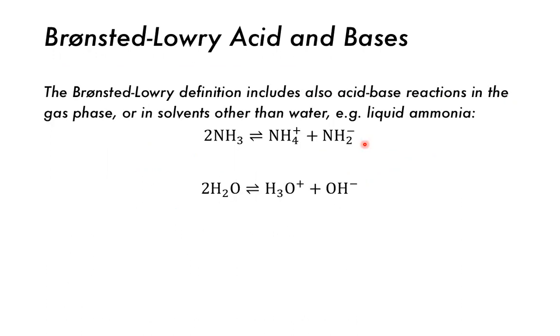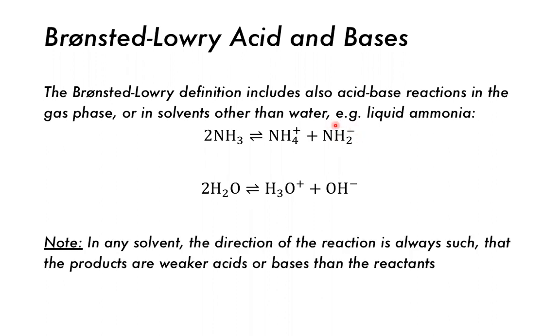So the Brønsted-Lowry definition includes also acid-base reactions in the gas phase or in solvents other than water. So for example, liquid ammonia. Two ammonias can react in a similar way to water, where we can have auto-dissociation of ammonia to give ammonium and amide. So note, in any solvent, the direction of the reaction is always such that the products are weaker acids or bases than the reactants. We saw that in the dissociation of HCl, where chloride, a weaker base, was produced.